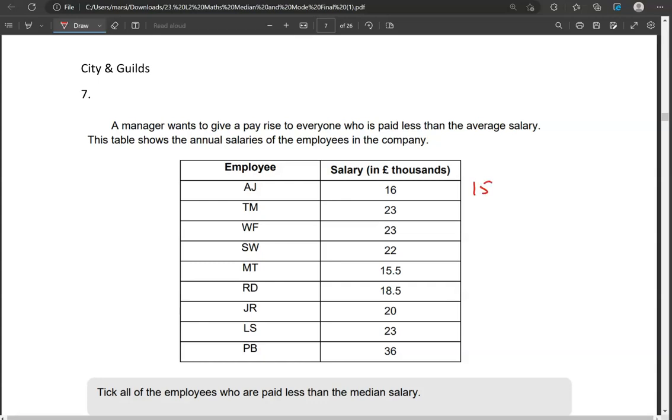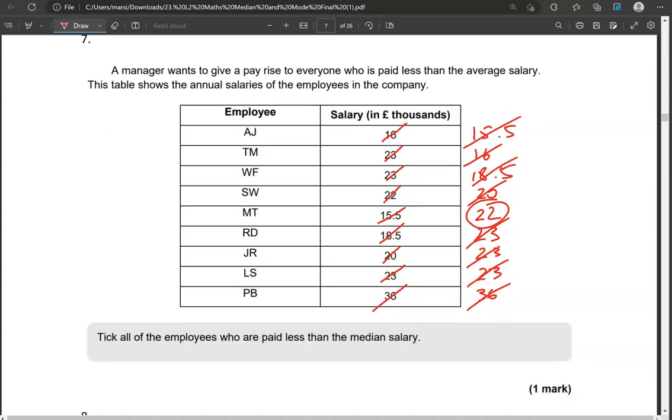Starting with the smallest, which one is the smallest out of these? That is 15.5. Then we have 16. Then we have 18.5. Then we have 20. Then 22. And 23. 23 again. And 23 again. And then finally 36. Crossing them out to find the middle one. So that is 22.